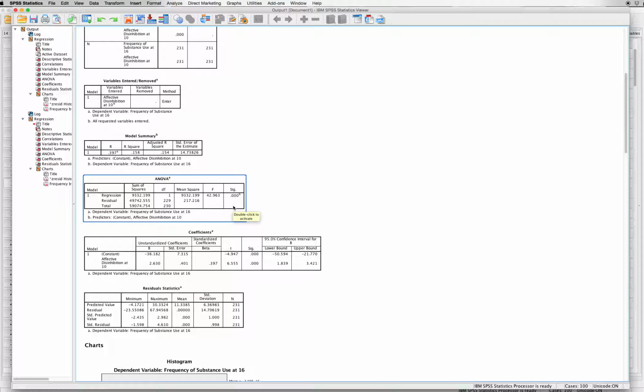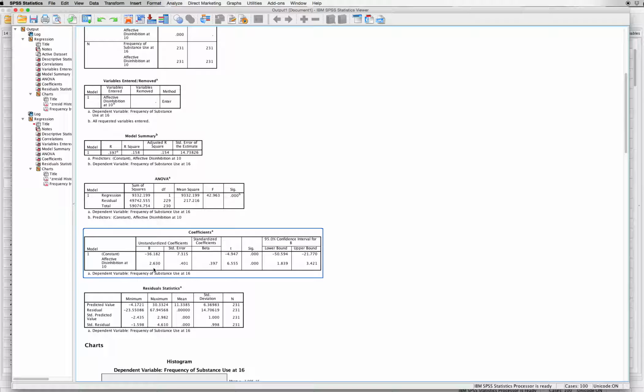The ANOVA table gives you the F statistic for the overall model, telling you whether the model was significant or not. In this case, since we have only one IV, we are more interested in the values from this table. This table gives us the values for the regression equation. The constant under unstandardized coefficients is our intercept. It tells you what the value of y would be when our independent variable is 0, so kind of where the plot is starting.